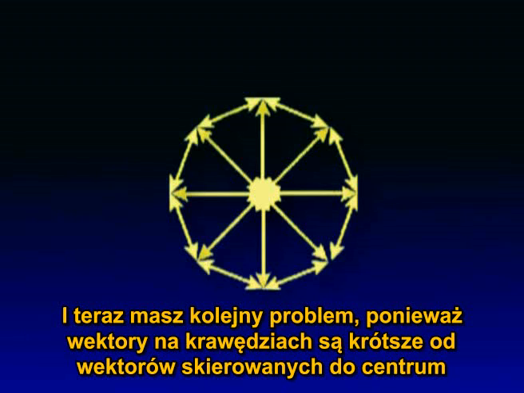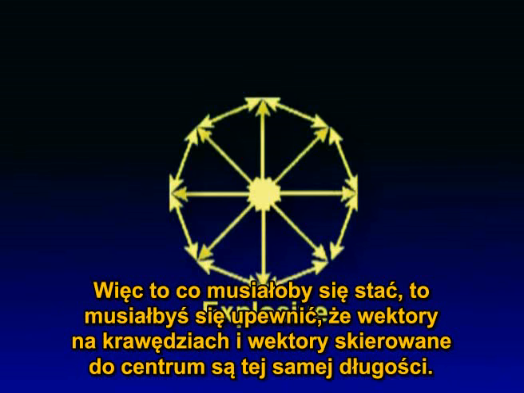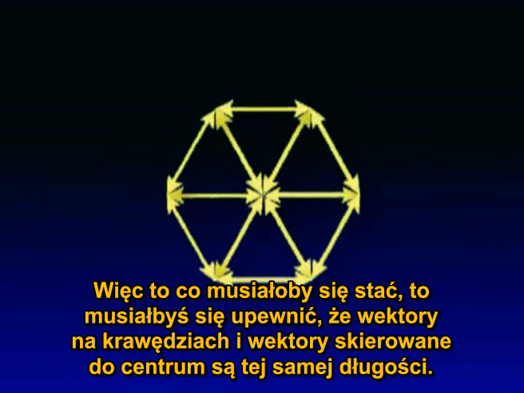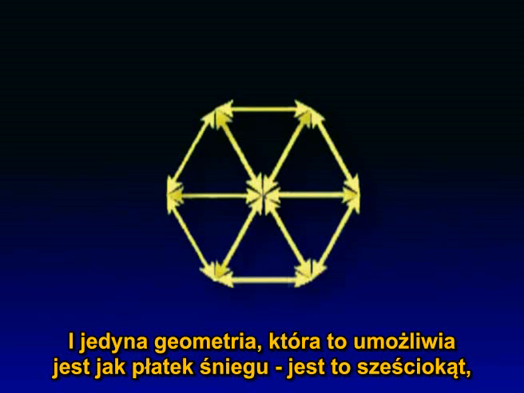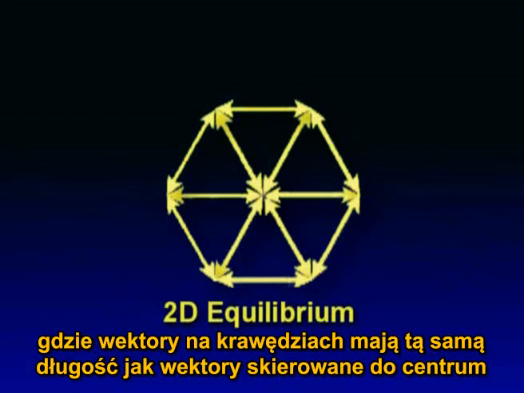Shorter than the vectors to the center, now the geometry explodes, there is still no equilibrium. So what would happen is that you would have to make sure that the geometry's edge vector and vectors to the center are the same length. And the only geometry in which this happens is like the snow crystals, the hexagon, where the edge vectors are the exact same length as the vectors to the center.